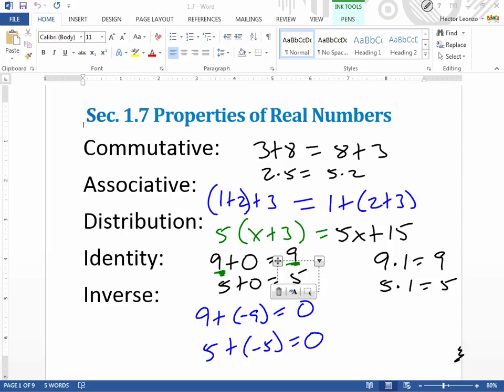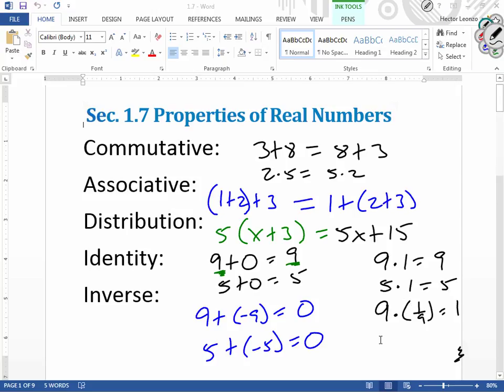Okay, so now that is back, I'm going to go 9 times 1 over 9. That happens to be 1. I could even change this to, instead of 5, negative 5 times negative 1/5. If we multiply that, that is also equal to 1. Oops, I erased that. Let me bring it back. Negative 5 times a negative 1/5 is equal to 1.